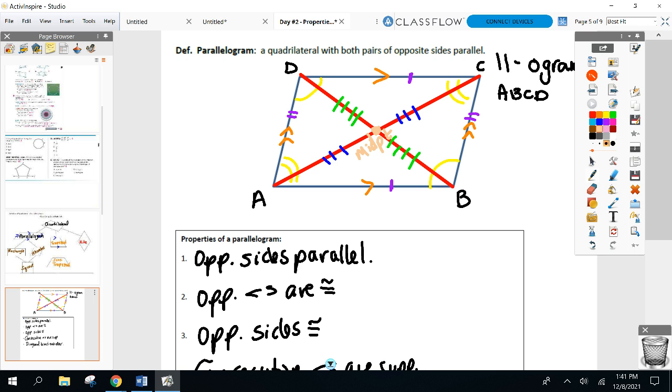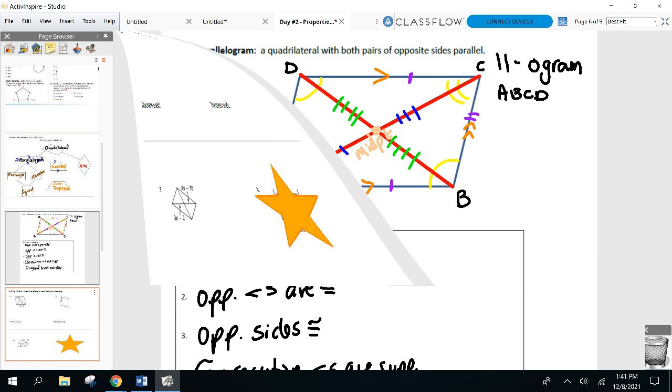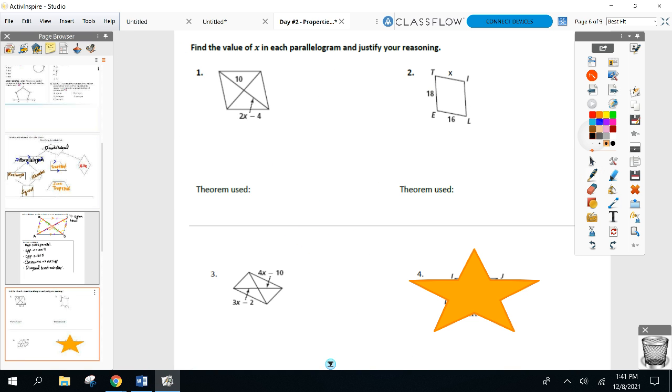All right, let's apply these properties to some algebra. What do you say? I'm just going to warn you, these are going to be pretty easy. It's only day 1 or 2, but 1 on the parallelograms.